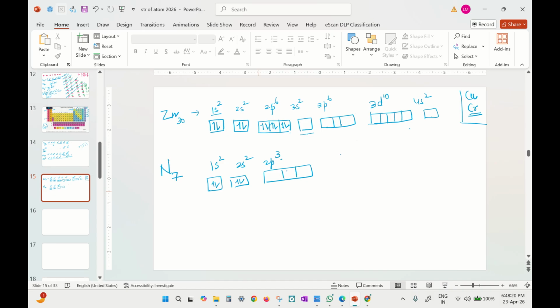So in what way should I put? What are the various ways? I can put them in 1, 2, 3. So am I not having 3 times the plus half spin? So 3 by 2 is the total spin.